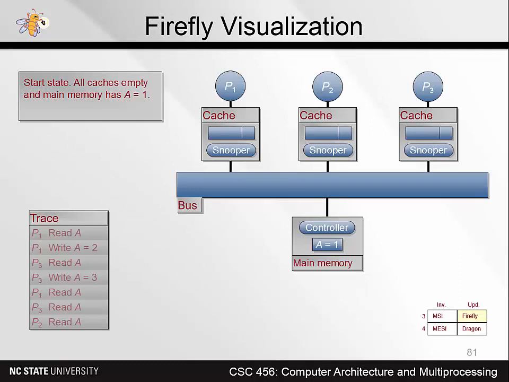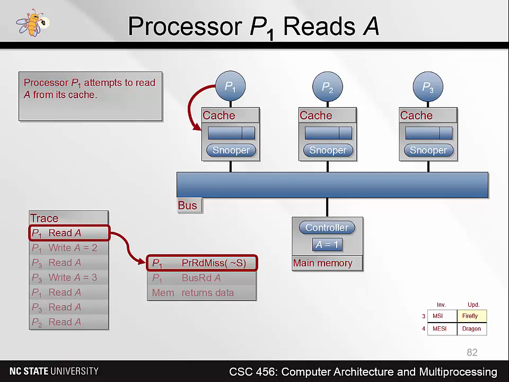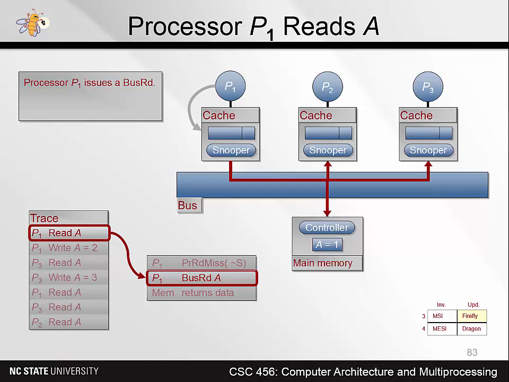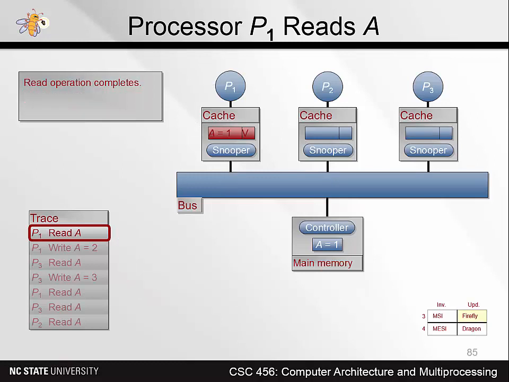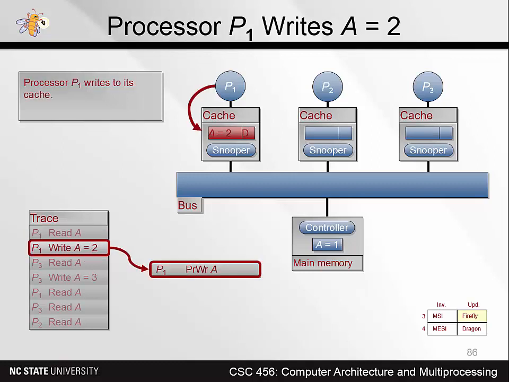When our animation starts, all caches are empty, and the value of A in main memory is 1. Processor P1 reads A, but A is not yet cached. This induces a bus read transaction. The memory controller responds with the block. The block reaches P1's cache. The state of the line is set to V, since the line has not been modified and is not held in any other cache. This completes the read operation.